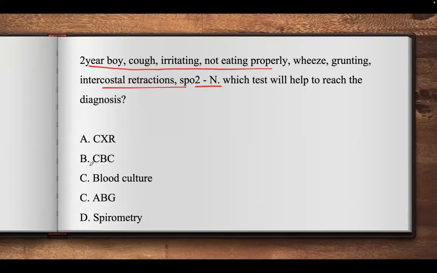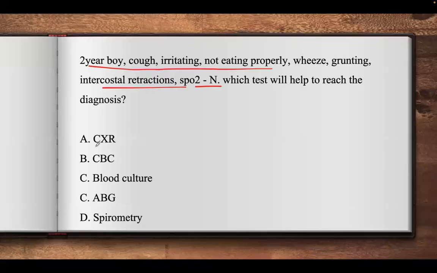CBC: no, CBC will not give you any information about the respiratory condition here unless it is infection. Blood culture, not at all, because we don't have the fever or anything in the history. ABGs in the child are probably not needed at the moment because the child is not as sick as would require an ABG, and spirometry has no role for children here. So among everything else here, chest X-ray was a bit better option.